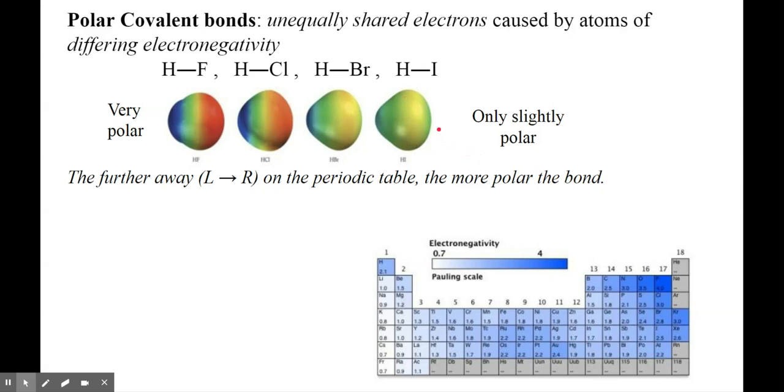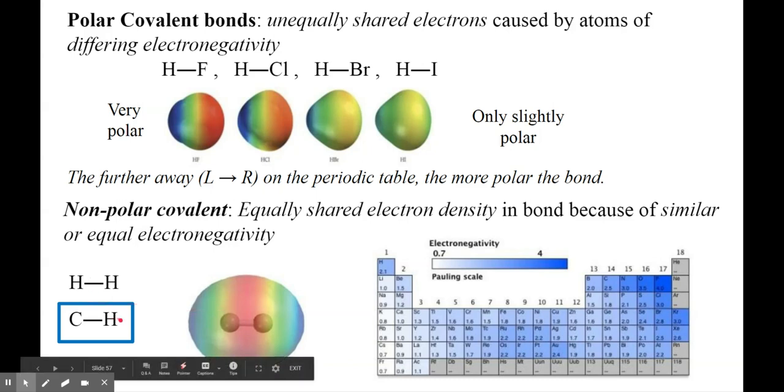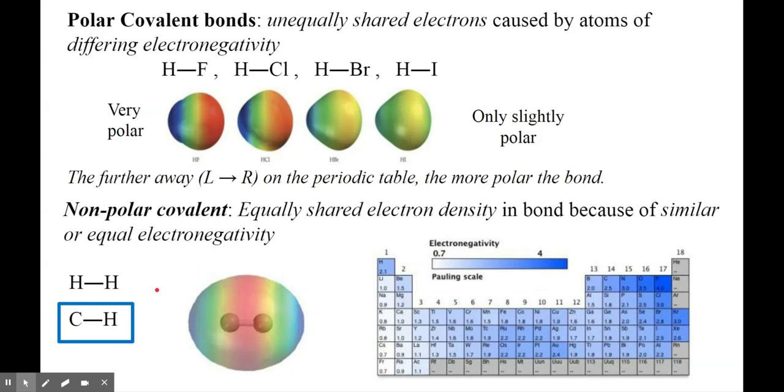Generally, the further apart elements are on the periodic table, the more polar the bond is going to be. Whereas if they're right next to each other, or if it's the same atom, we might call it a non-polar covalent bond. If it's non-polar, they are equally shared electrons. That's because they either have equal electronegativity, like hydrogen and hydrogen, or carbon and hydrogen, where the difference is only 0.4. When that value is really small, less than 0.5, we can just as well call it non-polar. It's not going to act polar.